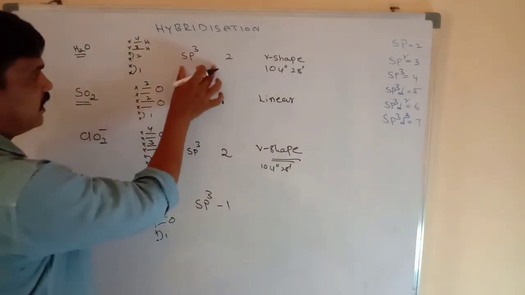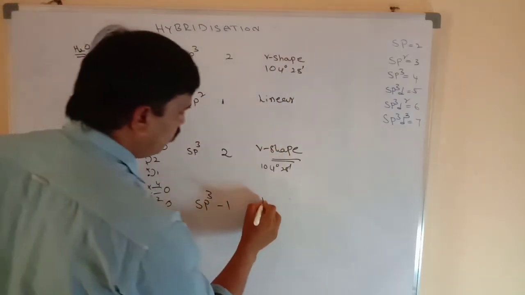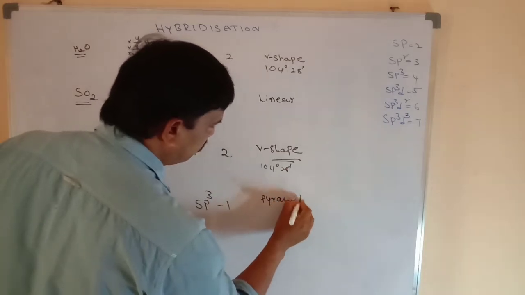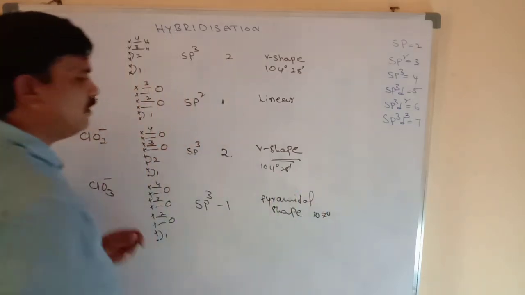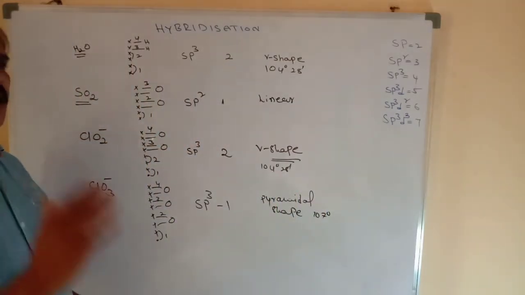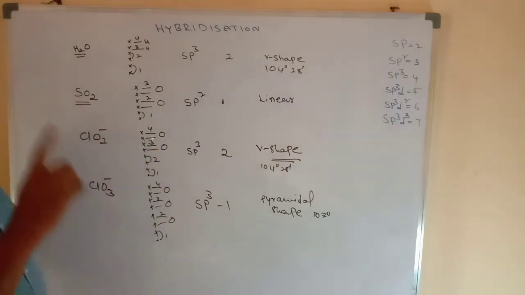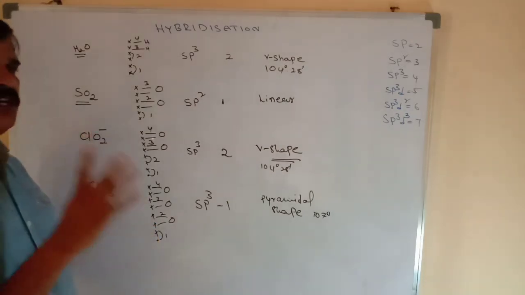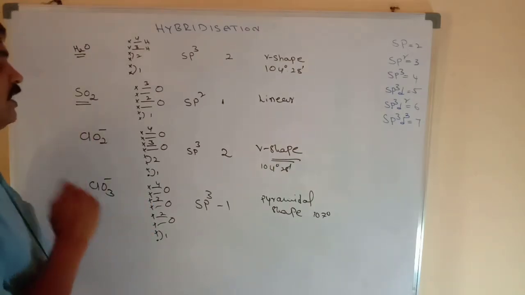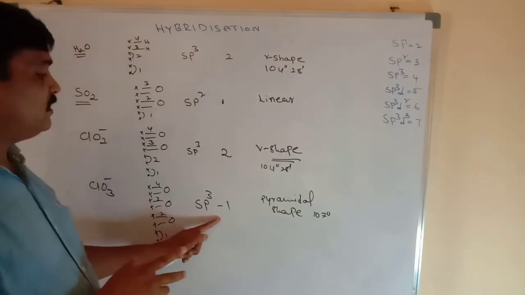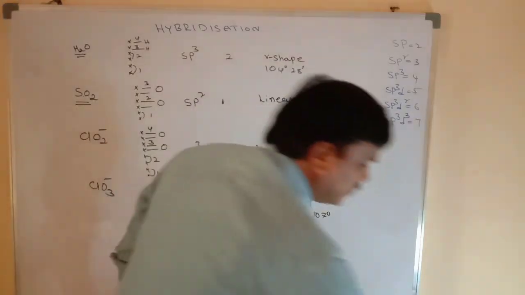Anywhere, sp3 with two lone pairs means V shape, and sp3 with one lone pair means pyramidal shape. Remember it please. Pyramidal shape, bond angle 107 degrees. So this is about sp, sp2, sp3. sp means linear shape. sp2 means trigonal planar, 120 degrees bond angle. sp3 means tetrahedral, 109 degrees 5 minutes bond angle. sp3 with one lone pair is pyramidal. sp3 with two lone pairs is V shape, 104 degrees 28 minutes.